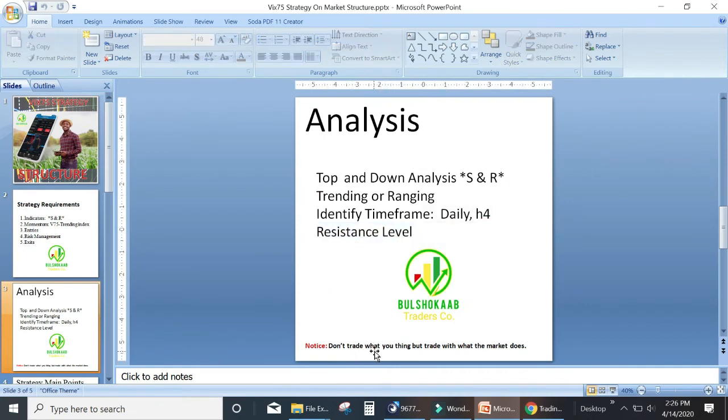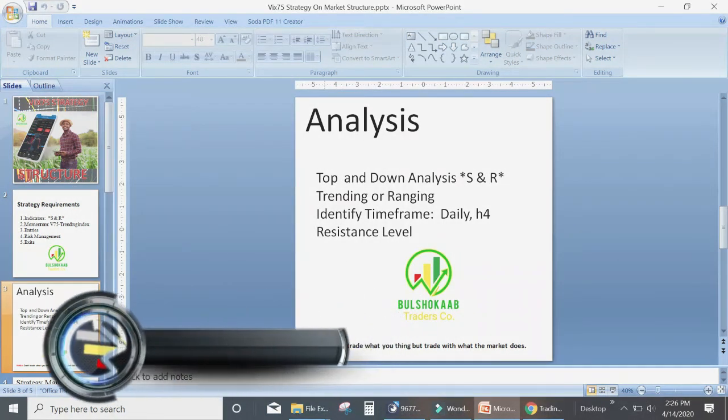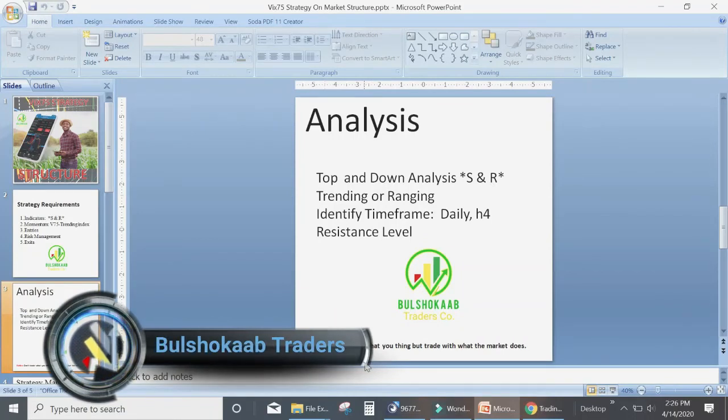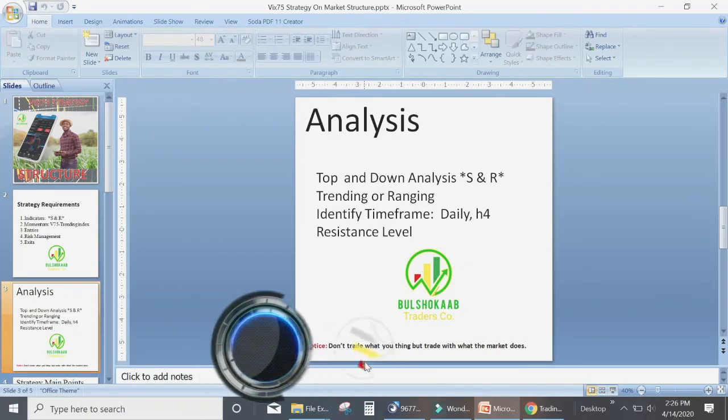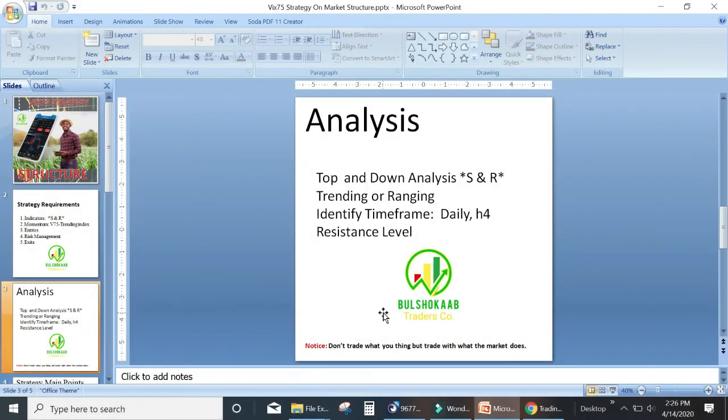Remember, don't trade with what you think, but trade with what the market does. I mean, whenever you are a trader, you have to follow the market structure. Find the market structure. The structure is where you can follow and have trades on it. Don't make mistakes, and don't do anything from your own mind that has no connection with the market structure. Always trade with what the market does. Do not act from yourself.